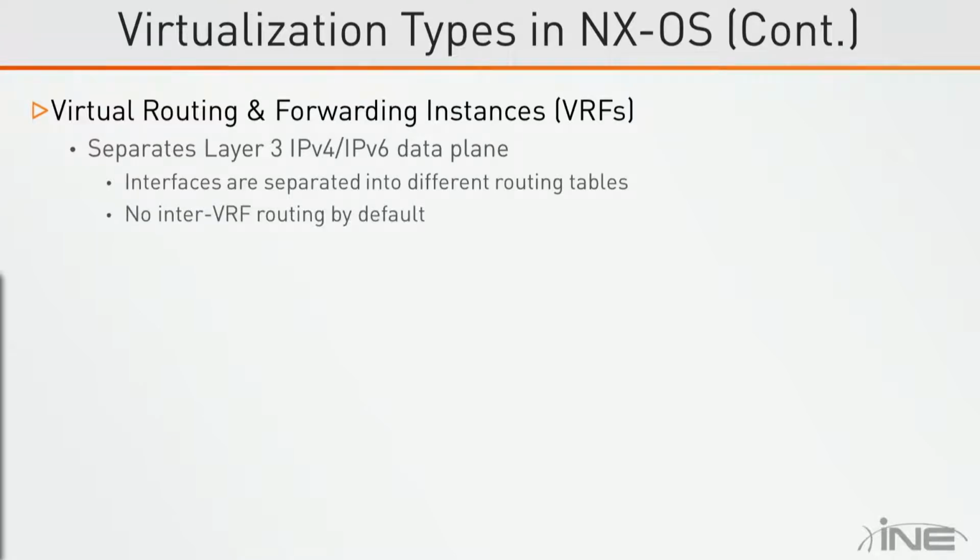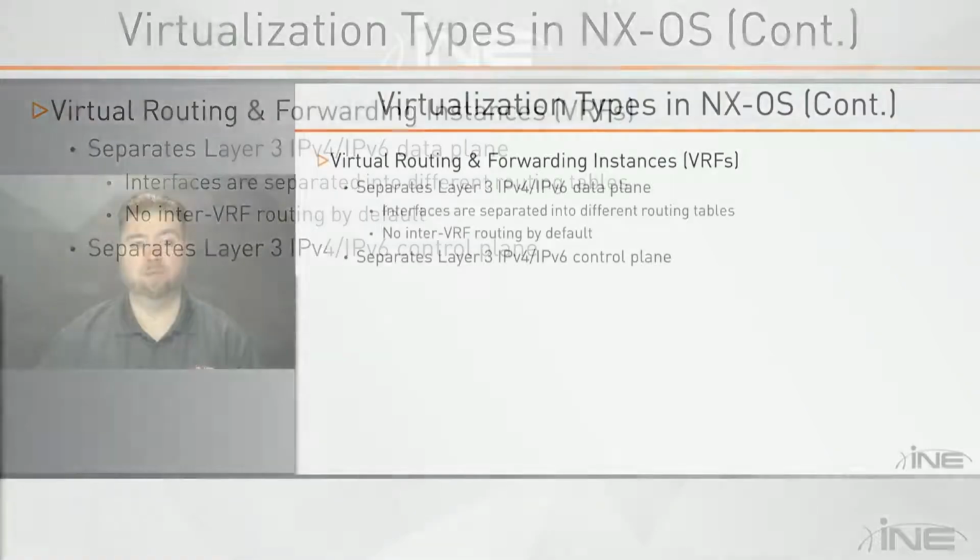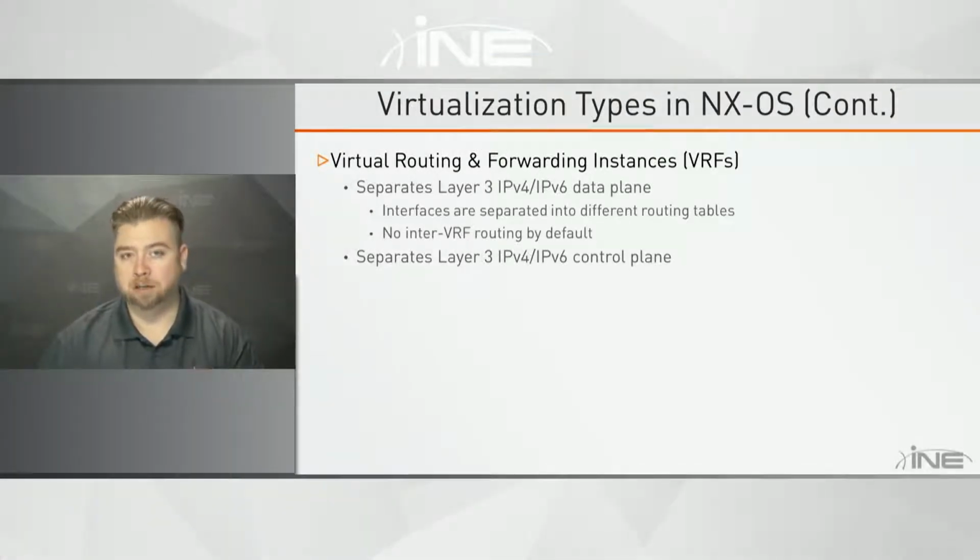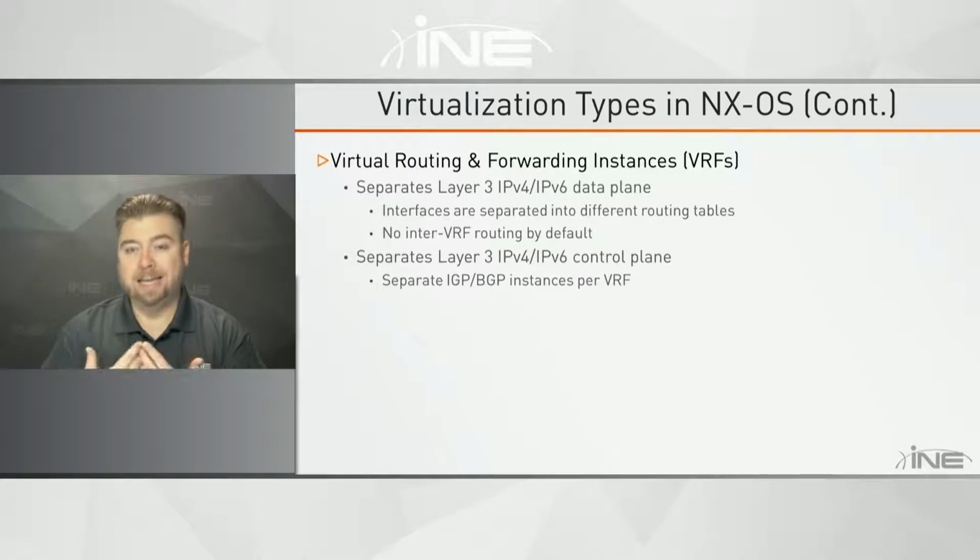We're not going to have routing between the VRFs by default, so you can think of this as kind of like a VPN where the traffic is separated. And then we also have separation of the control plane. So if I have multiple OSPF routing instances or multiple BGP routing instances, those are going to be separated based on the VRFs. OSPF process 1 for VRF 1 is not going to be able to talk to OSPF process 2 for VRF 2. So any of these three variations, VLANs, vSANs, or VRFs, are going to be logical virtualizations based on the layer 2 or the layer 3 topologies.